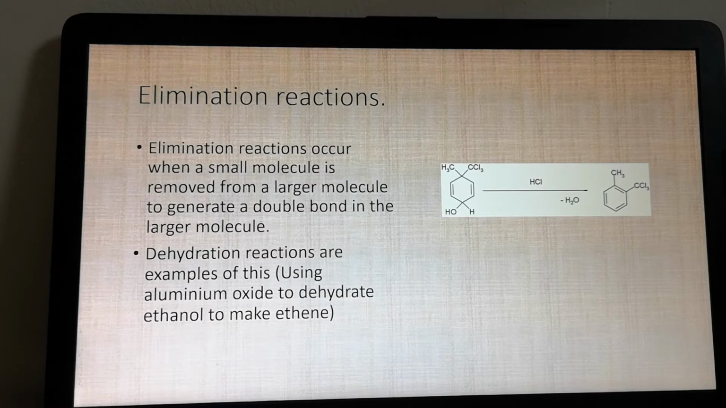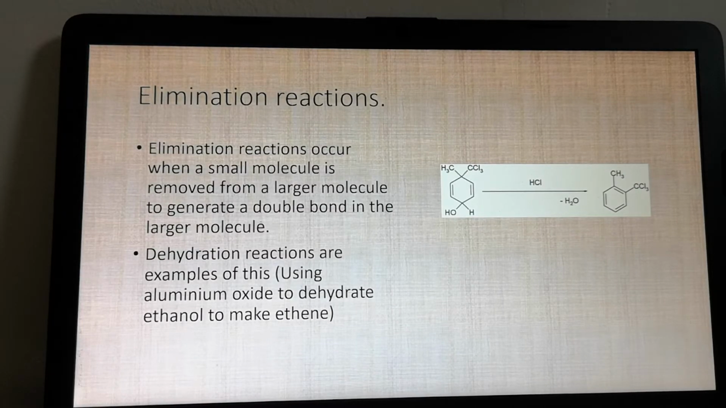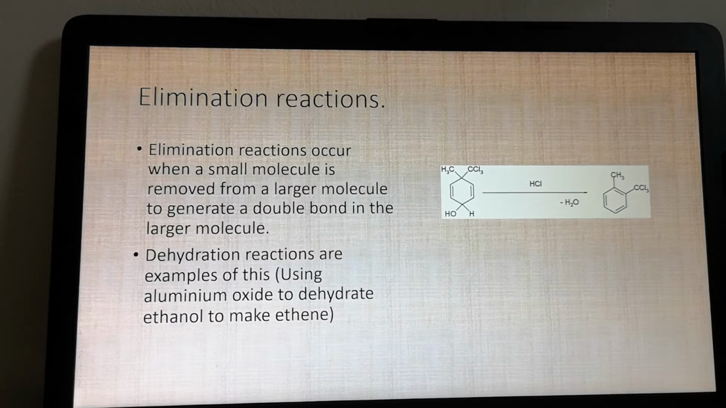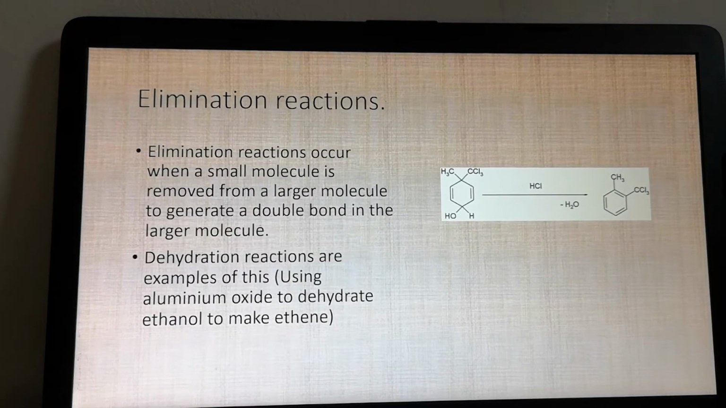Elimination reactions. This is exactly what it says. One thing gets taken out of a bigger molecule, it gets eliminated from the larger molecule. The example I've given here are dehydration reactions. And the one that you've actually completed yourselves is using aluminium oxide to dehydrate ethanol to make ethene. Once you take the water molecule off that ethanol, you end up with ethene. And the other example I've given here is this molecule where they've used hydrogen chloride to remove a water molecule from it. Again, it's a dehydration reaction.